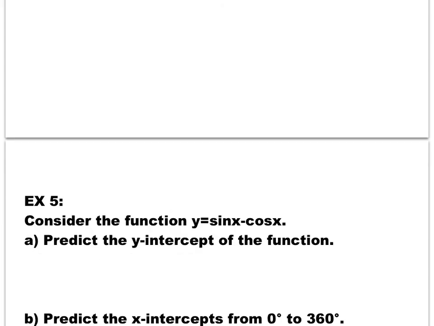The next example is saying consider the function y equals sine x minus cos x. Predict the y-intercept of the function. By definition, y-intercept is when x is equal to 0. So we are going to say y is equal to sine 0 minus cos 0. Now, by definition, sine 0 is 0, minus cos 0. Cos 0 is 1, so it's going to be 0 minus 1, which is negative 1. So we can predict the y-intercept of this function is negative 1.